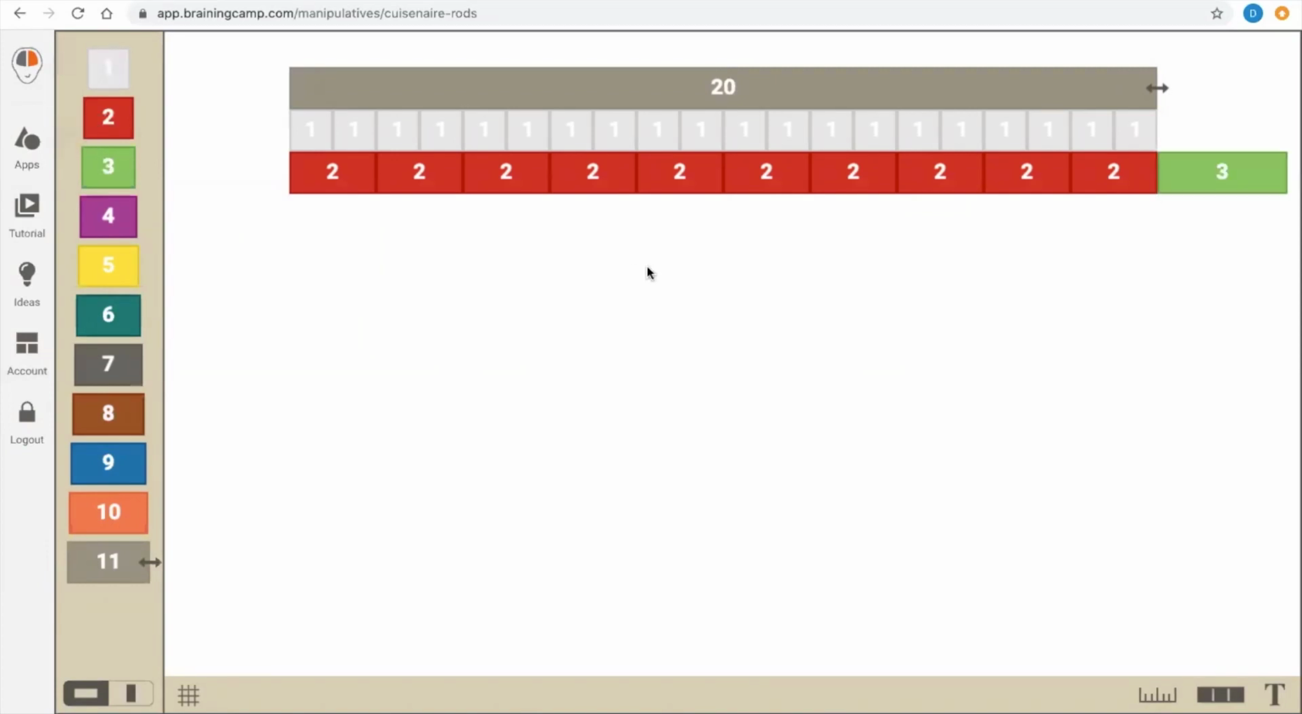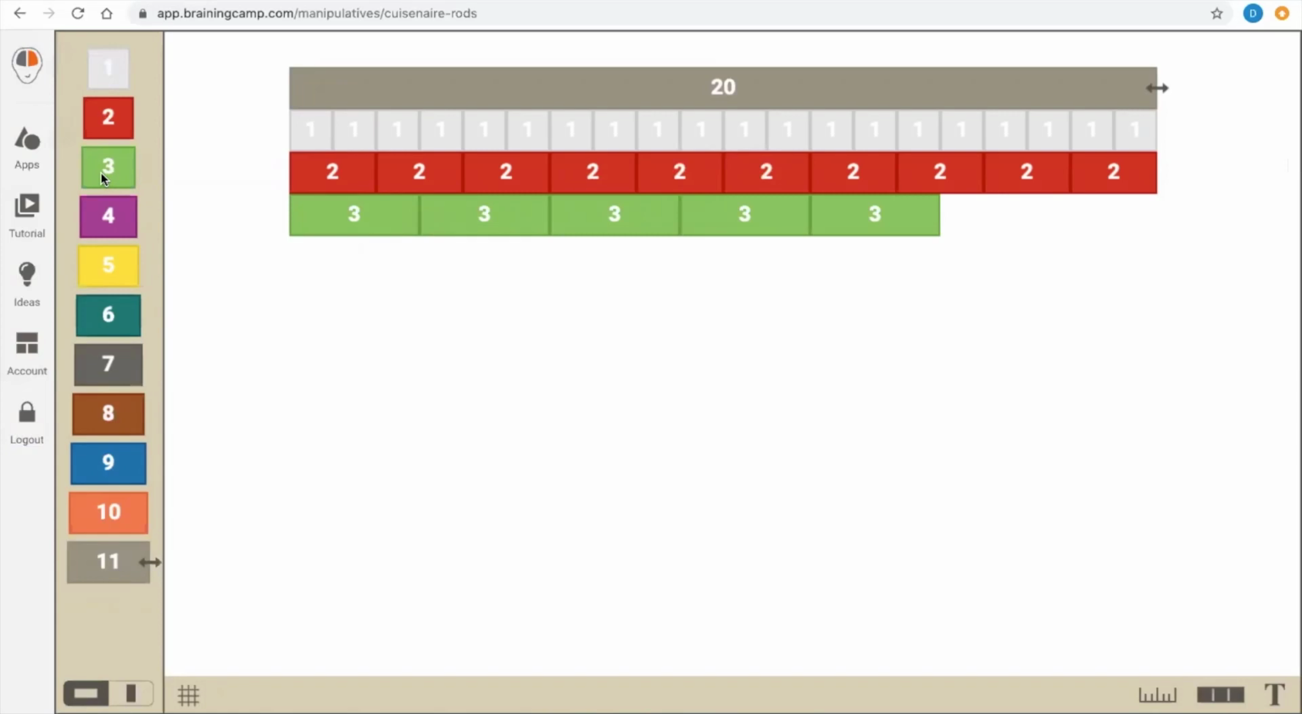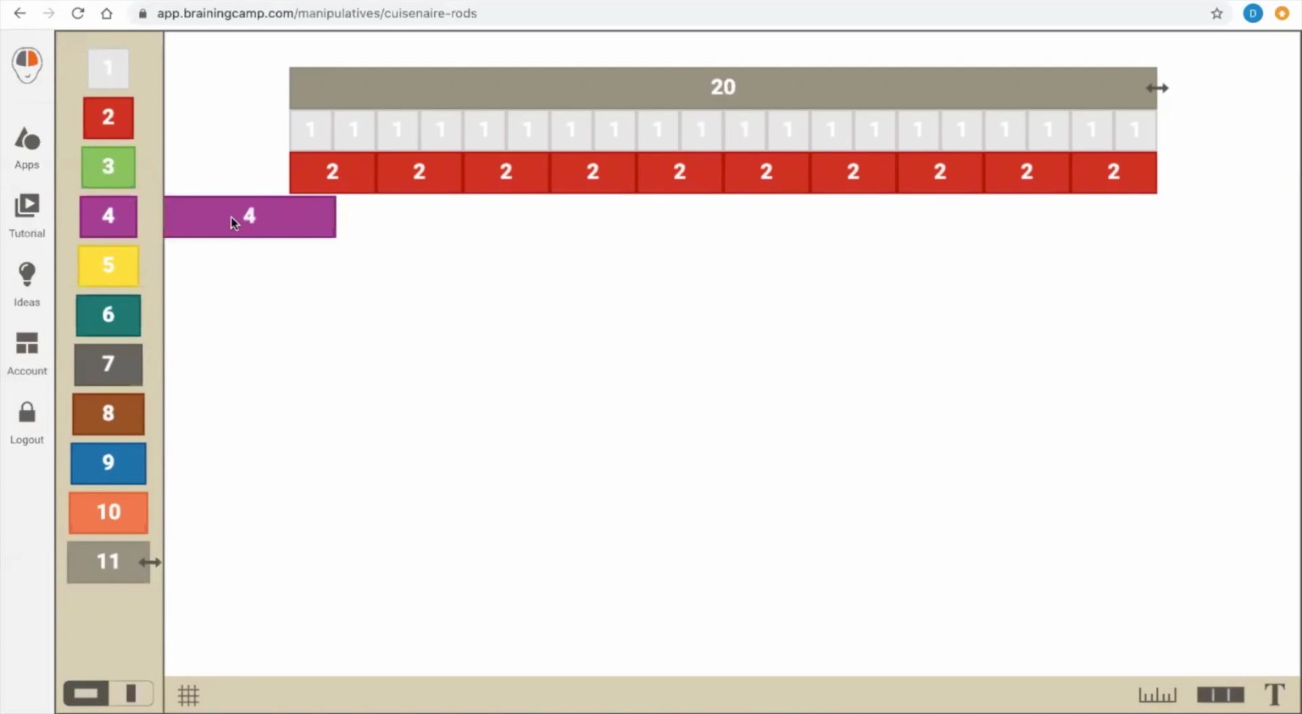If we try and fit the 3s pieces, let's see, 1, 2, 3, 4, 5, 6. Oh, we see that our 3s hang out just a little bit here. So 3 is not a factor of 20. So let's get rid of those guys. We don't need them. Delete those. All right. And then let's try 4 next.